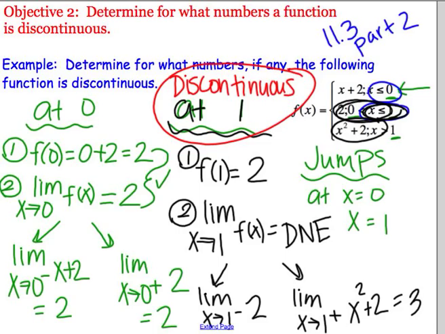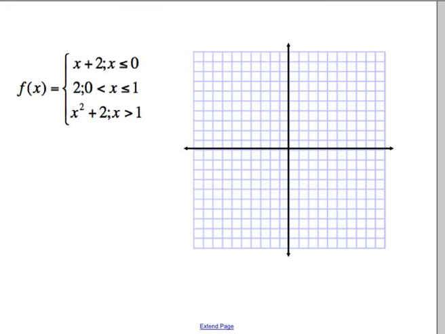Now, let's take a look at the picture. Another option is to draw a picture and see if there's anywhere where I had to pick up my pen. When you're drawing piecewise functions, remember, it's helpful if you have an eraser around. The first thing I'm going to graph is the line y equals x plus 2.